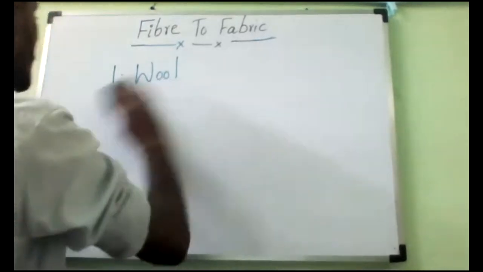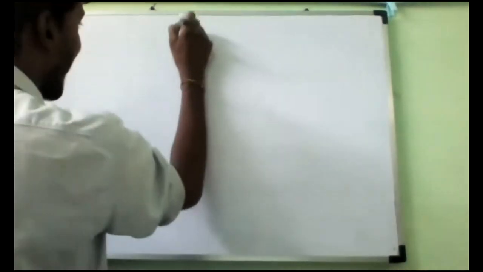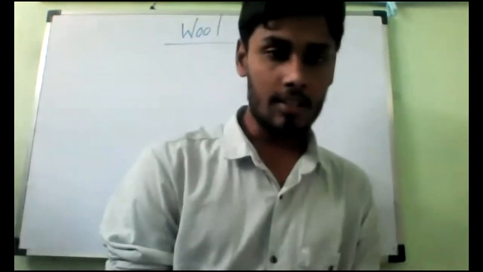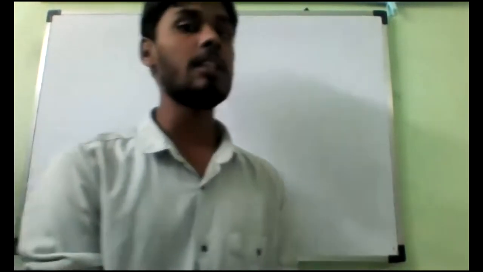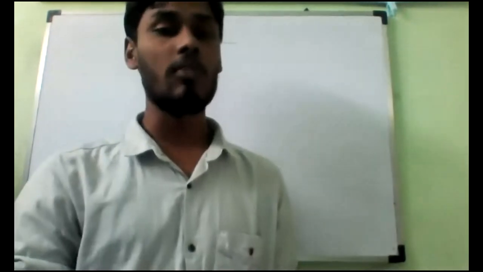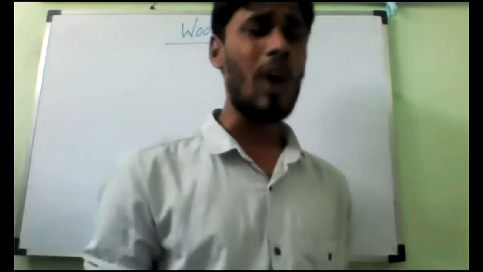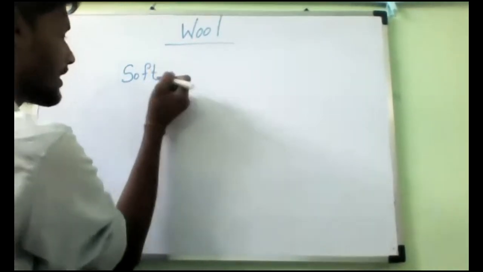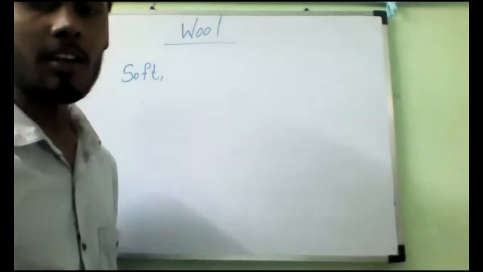So let us start with one by one. First one, what is that? So as we know that wool is the most commonly used animal fiber. It's the most famous one. If we talk about the wool, what is wool? Wool is very soft. You may notice it if you wear it. It is very, very soft and curly hair.